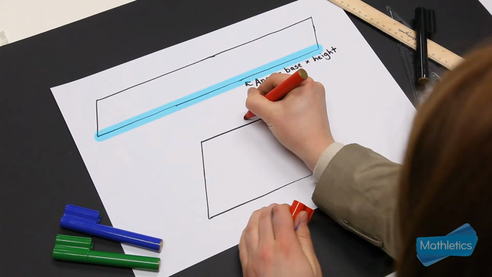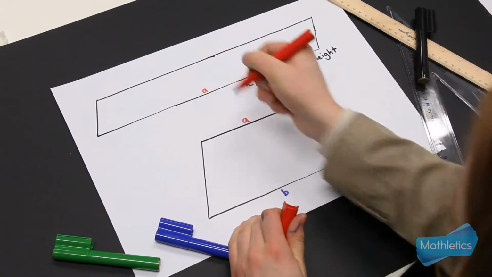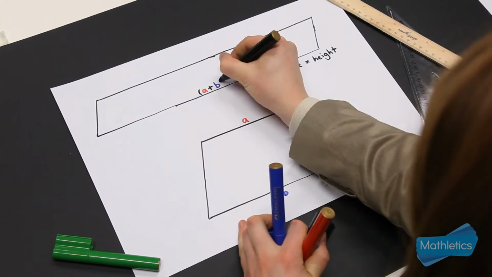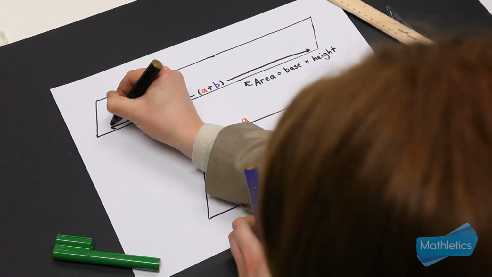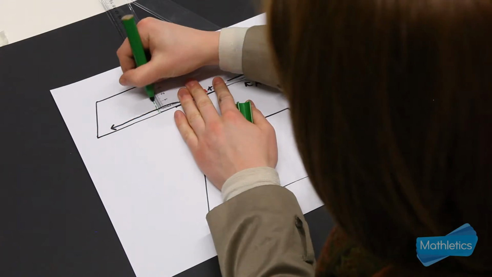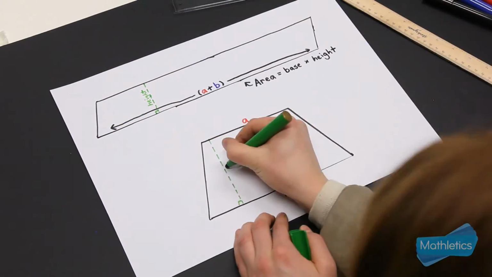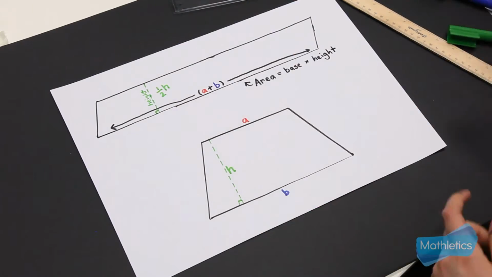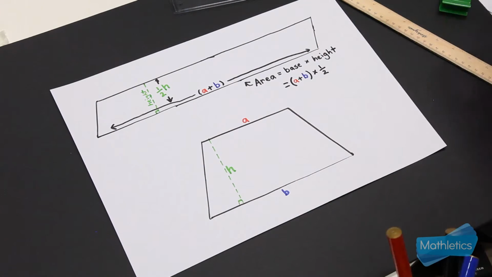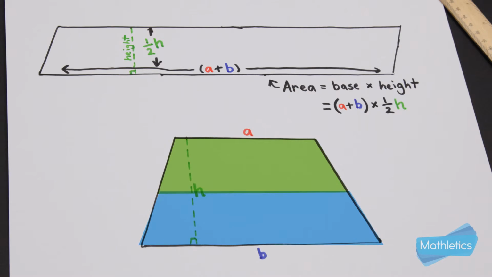The base of this shape is the length of the bottom of the trapezium and the top of the trapezium put together. So if we call those two parallel sides A and B, then the base of the parallelogram would be A plus B. The height is half of the height of the original trapezium. So if the area of this shape is given by base times height, then we could write that as A plus B times half of H. This then gives us the area of the original trapezium.